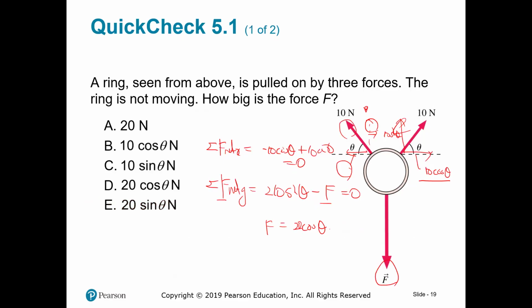Oh, sorry, the vertical is sine, the horizontal was cosine, sorry about that. This is cosine, this is cosine. They cancel. Vertical is sine, so 20 sine theta, right? So yeah, this is going to be 20 sine theta.